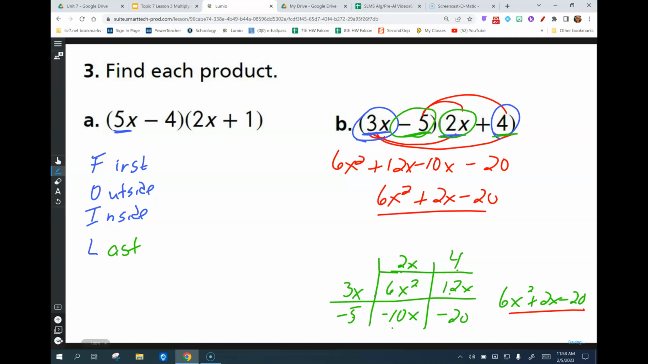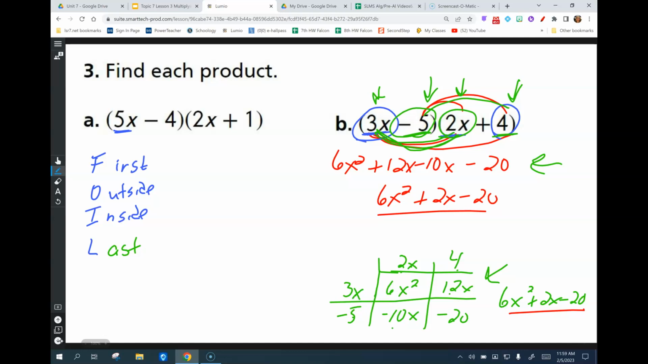So I'm really not trying to confuse you, but I just want to prepare you for the future. And there are many ways I can do this. I can do a box method. I can distribute twice. That's what I'm doing here. I could also refer to it as first, outside, inside, last, FOIL. So which is what I'm doing here. I take the first, then the outside, then the inside, and then the last ones. So this all means the same thing.